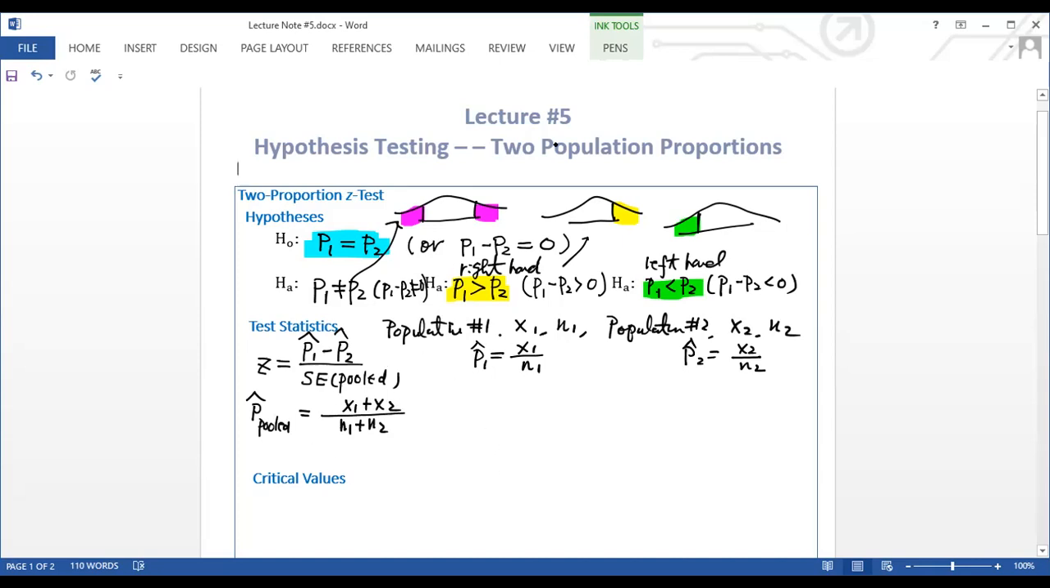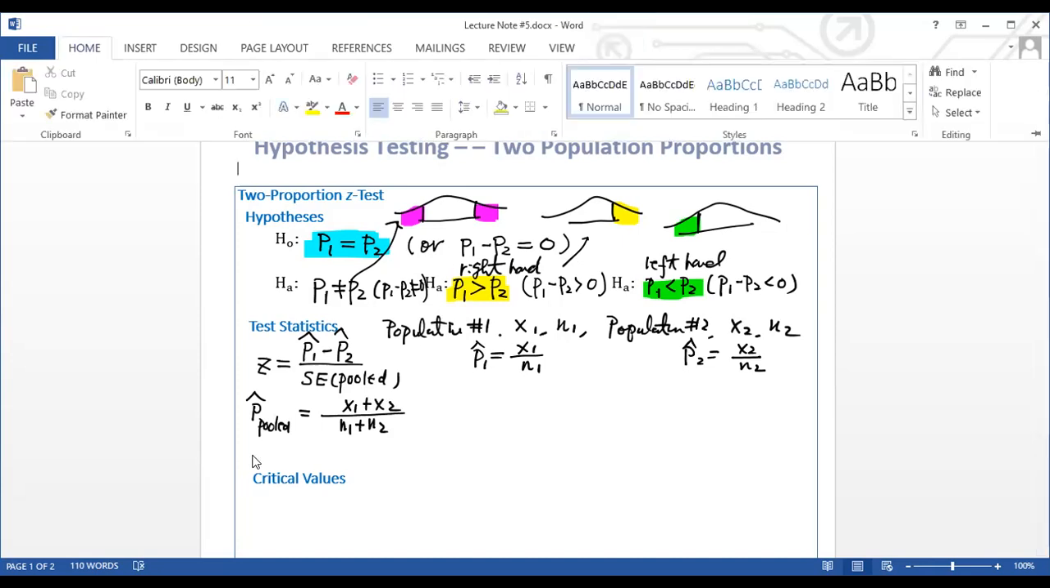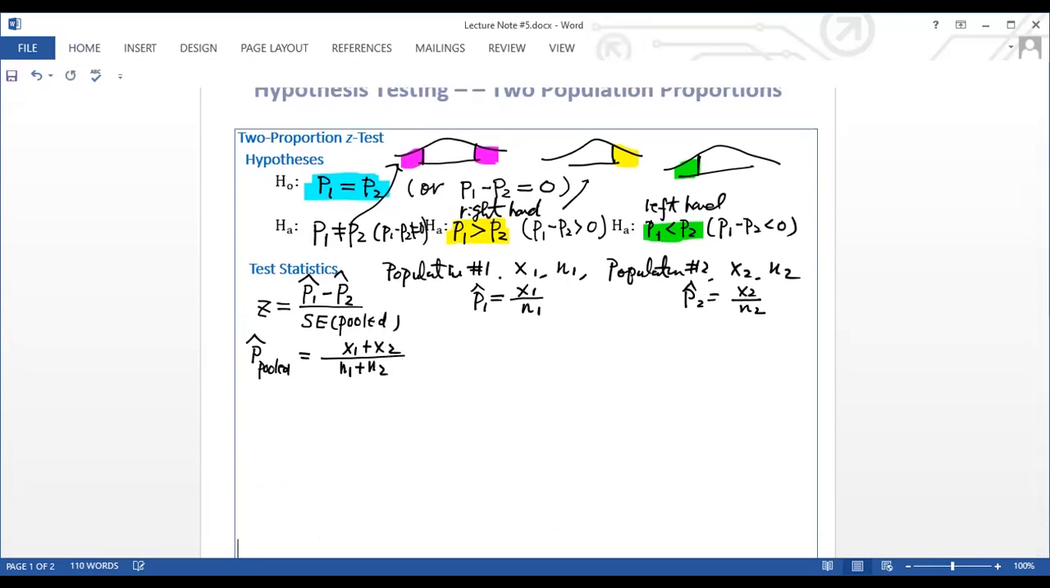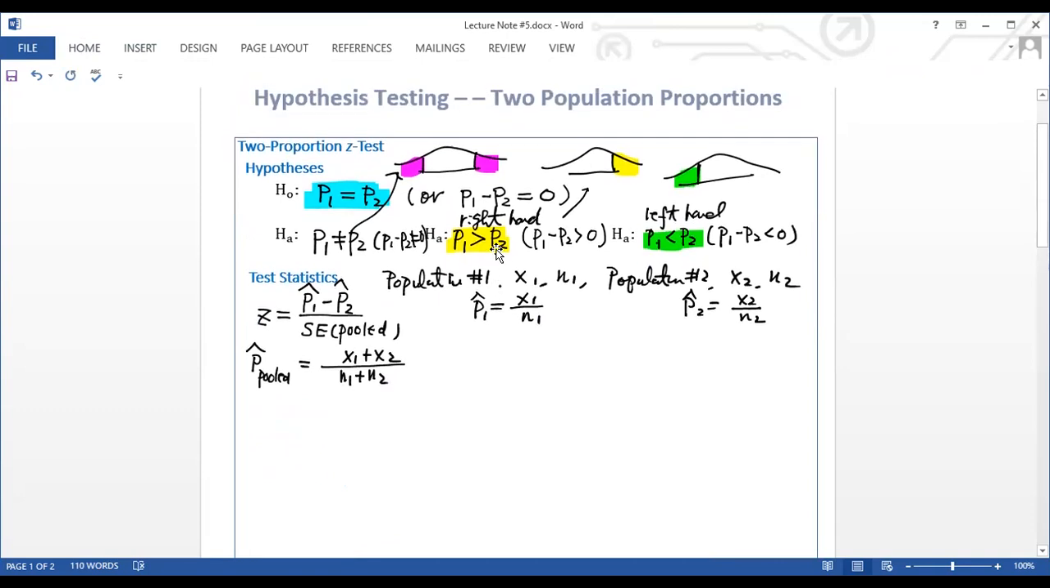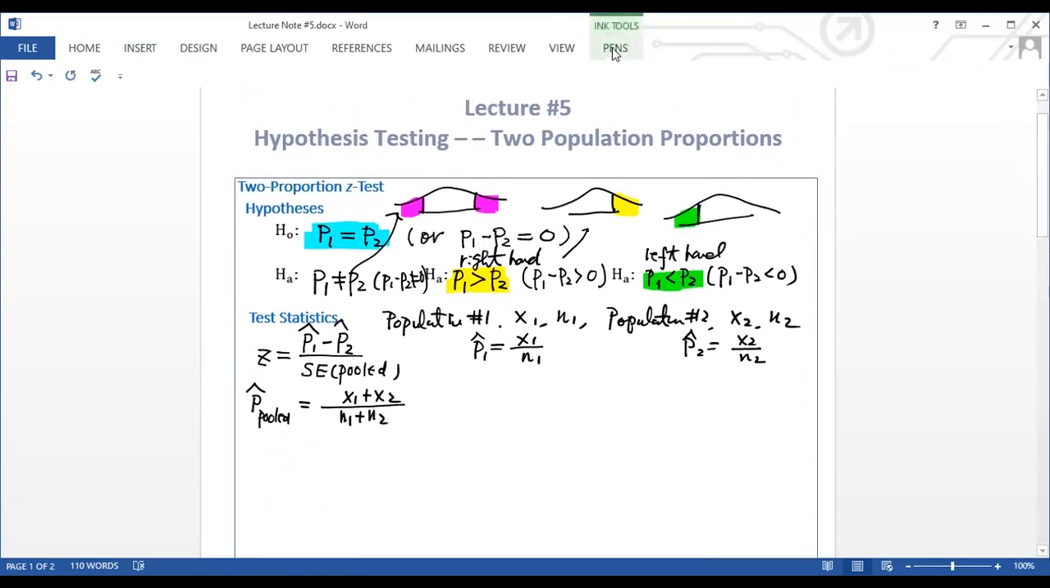Let me get more space here. All right, so we got a little more space. That's what we call the SE pool. That means I need to combine, since we are testing the hypothesis H0: P1 equals P2, right? Because we are testing this hypothesis, we need to pool.